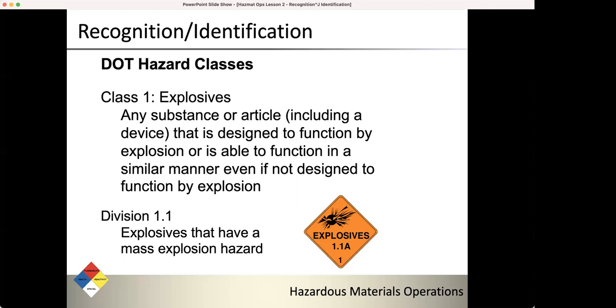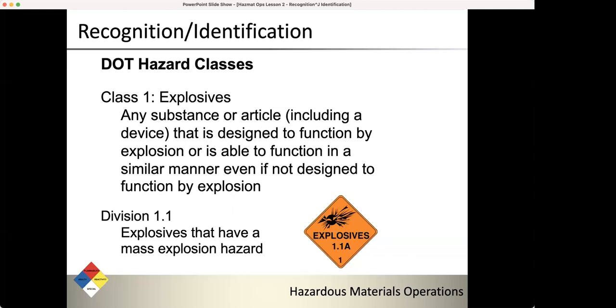All right, so we're not going to read all this. Just know this: the lower the number of explosives, the worse the explosion is. The higher the number, the less explosive it is. So this is Class 1, Division 1, mass explosion hazard. They're the worst. And you notice that this is the explosion symbol right there.